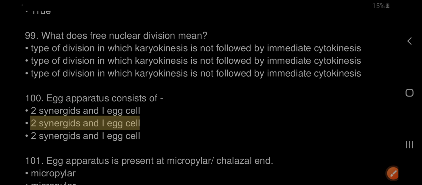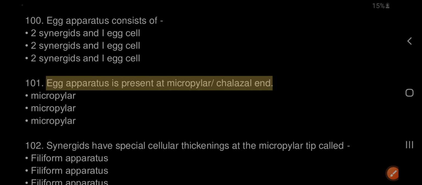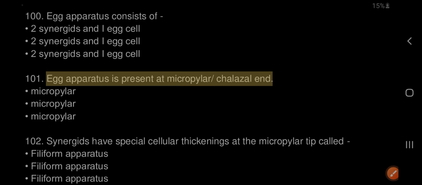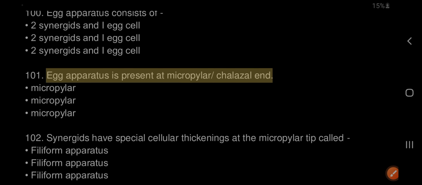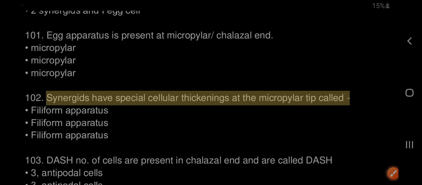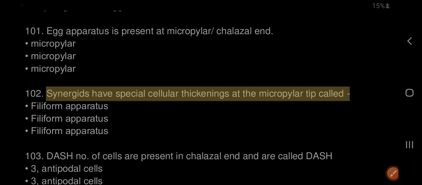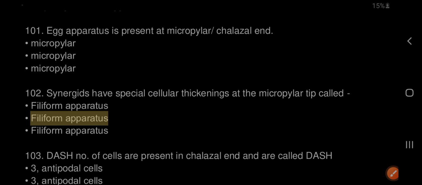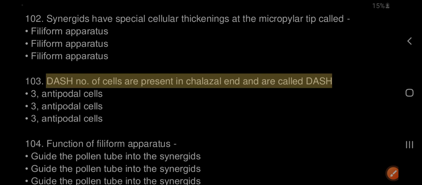101. Egg apparatus is present at the micropylar end. Micropylar. 102. Synergids have special cellular thickenings at the micropylar tip called filiform apparatus. Filiform apparatus. 103. Dash number of cells are present at the chalazal end and are called dash.